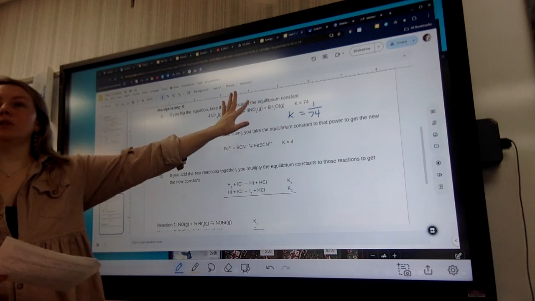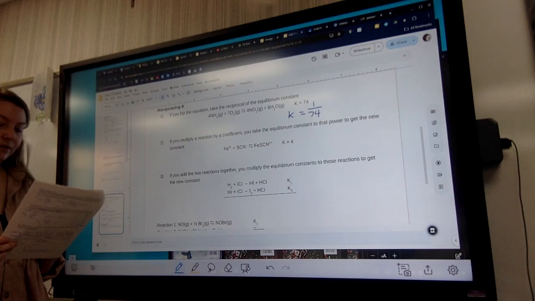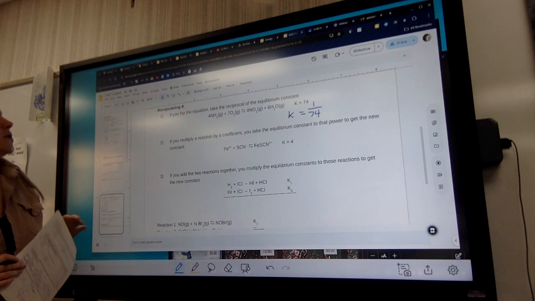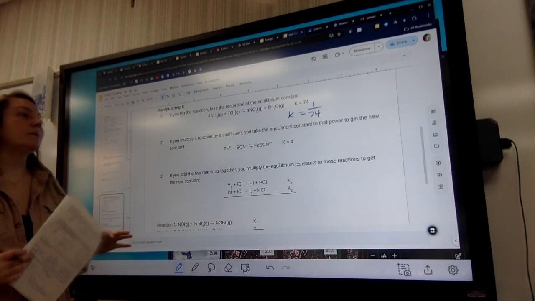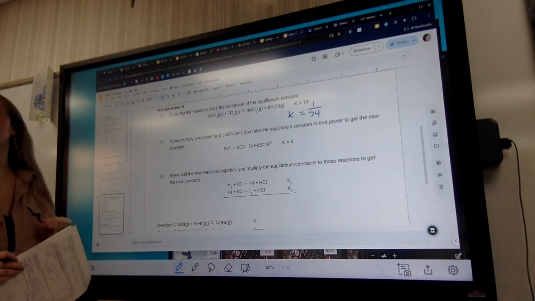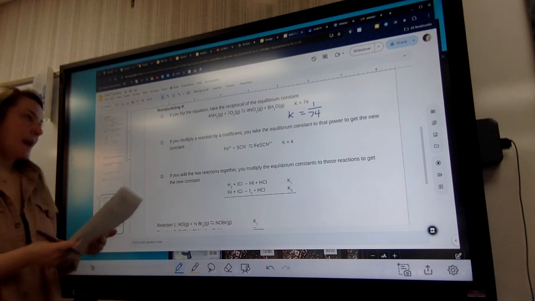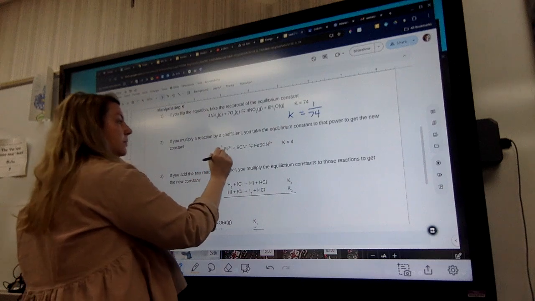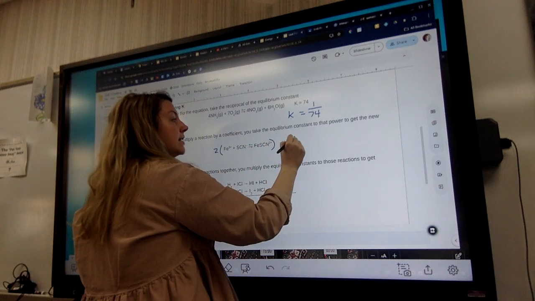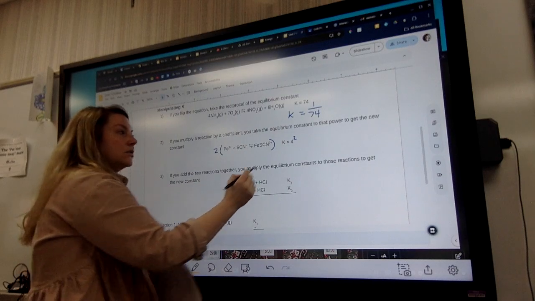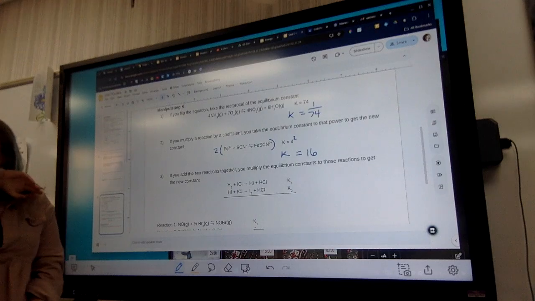I could have rewritten the new equation flipped, but just for time's sake, I'm going to continue. If we multiply a reaction by a coefficient, you take the equilibrium constant to that power to get the new constant. So before we just multiplied, this time we're just going to take it to that power. So if we were to multiply this reaction by 2, we would raise this to the second power. So our K would be 16.